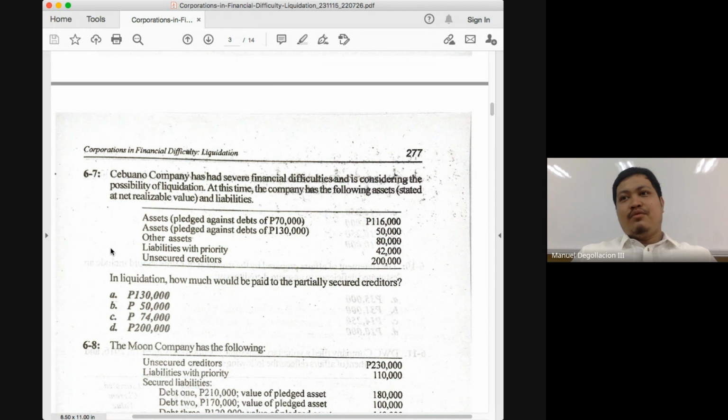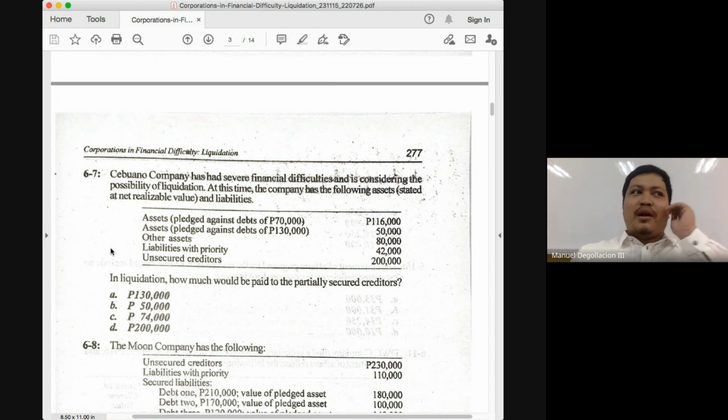Nobody should get zero for corporate liquidation. You're not supposed to get zero at anything, but the topic that you should not get zero should be your corporate liquidation. It's either 100%, a portion of it, and that's it.